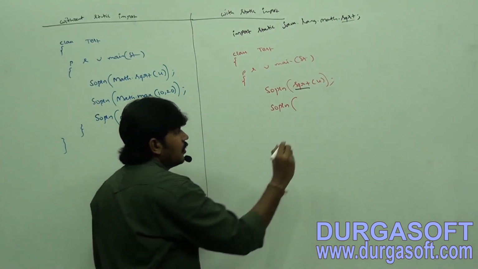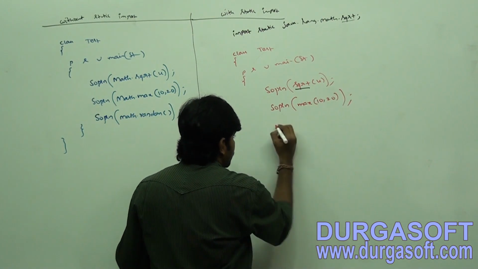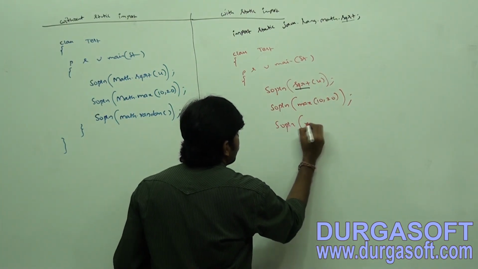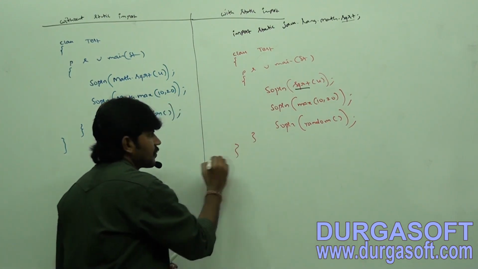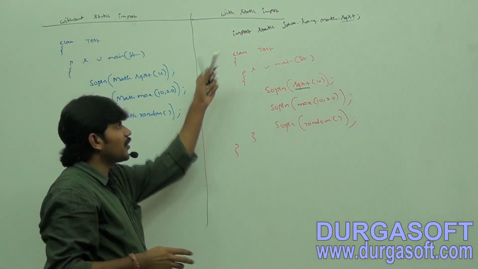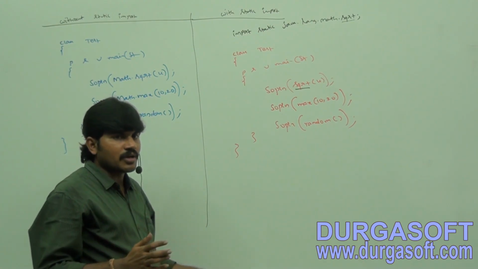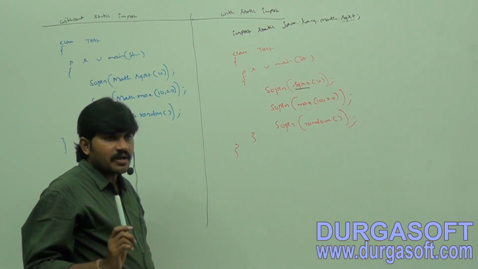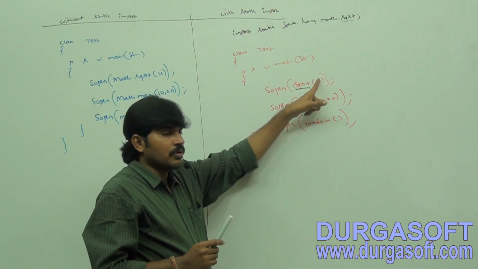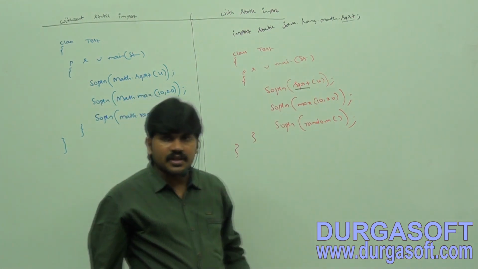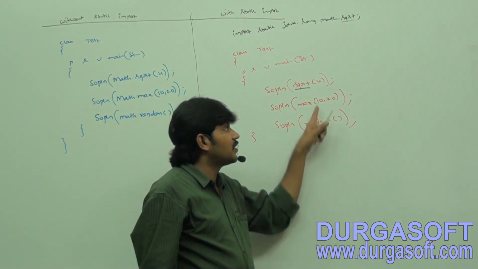Similarly, I want to use System.out.println, max of 10, 20. Next, System.out.println, random. Sir, can you tell if the code is going to compile? No. Because we wrote a static import only for square root, but max and random methods we are using directly without the class name. Write static import for these also.